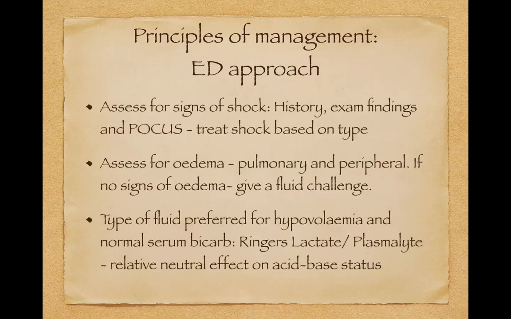You always assess for your signs of shock based on your history or exam findings, and a point of care ultrasound, and you have to treat the shock based on type because this is often what causes your AKI as well. Then you assess for edema, pulmonary and peripheral. If there are no signs of edema and fluid overload, you can trial these patients with a fluid challenge, but you have to be very, very careful not to give too much because they can easily become fluid overloaded, and that can further exacerbate the AKI.